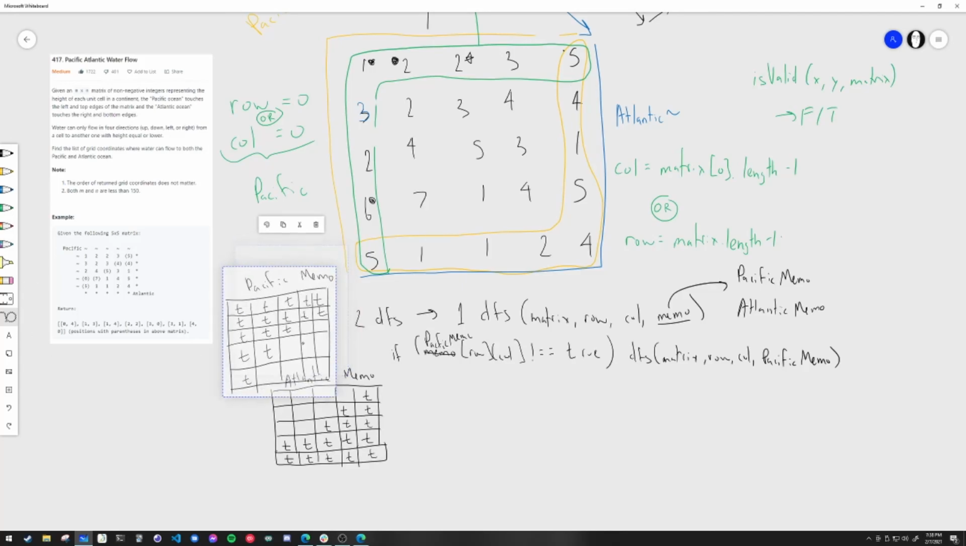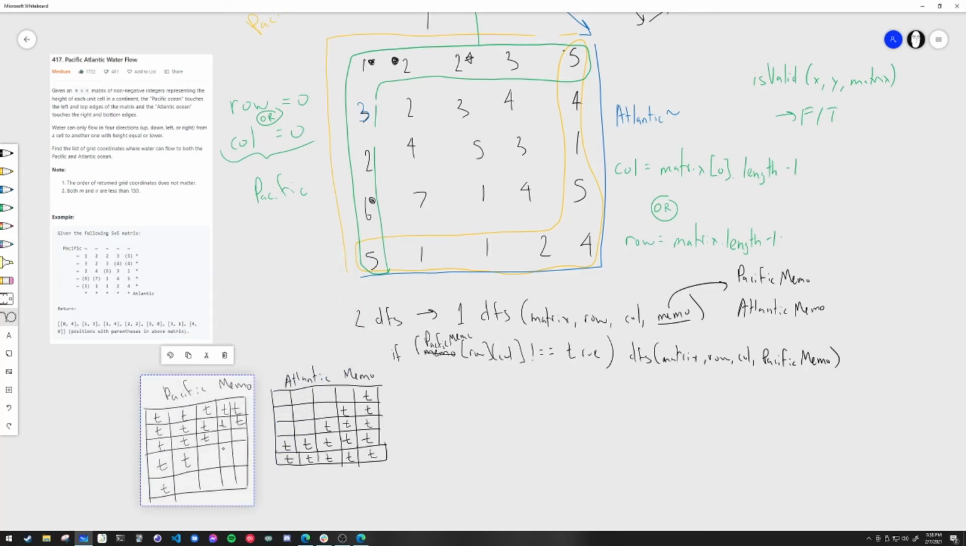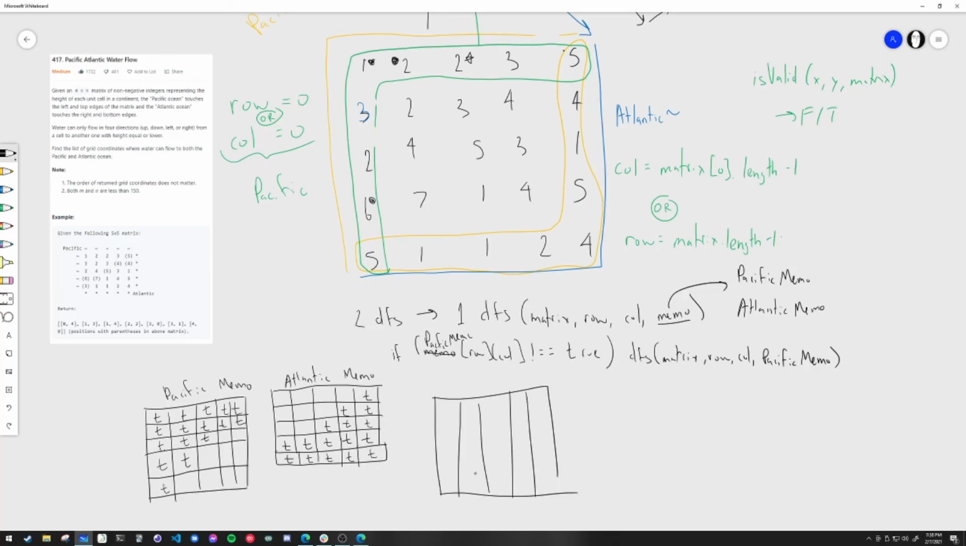You just use both memos, look for overlapping. Exactly. So that's all we do now. So now we have these 2 memos, and these 2 memos have true values where it flows into the Pacific, or true values where it flows into the Atlantic. So now we just have this last one. So 1, 2, 3, 4, 5. 1, 2, 3, 4, 5. And we notice that the trues are going to be here, here, here, here, here, here, and here.